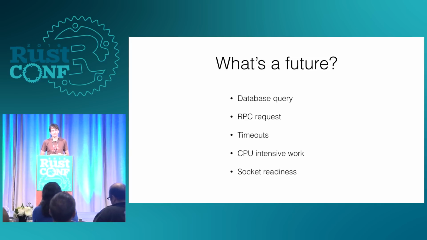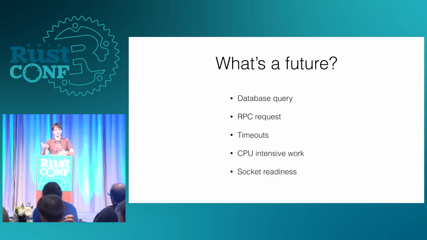If you've never heard of this before, or if you've come from anywhere else, actually lots of people have different definitions of futures. So this is just a placeholder for a value that's going to come out at some point later in time. So this could be a database query where you're fetching a row and you want to actually get the row out. This could be an RPC request where you're sending something saying, I would like to update my row, and it lets you know when you're actually done.